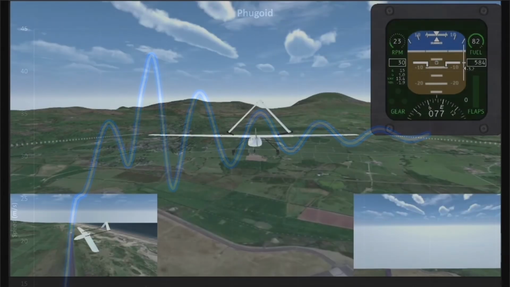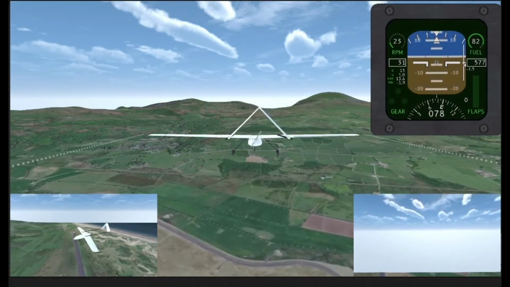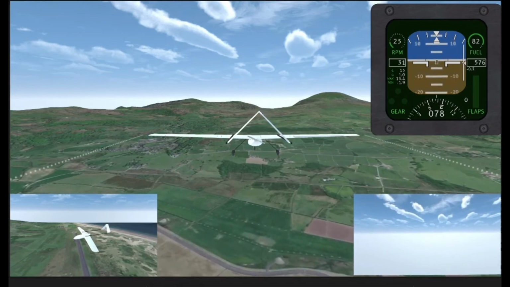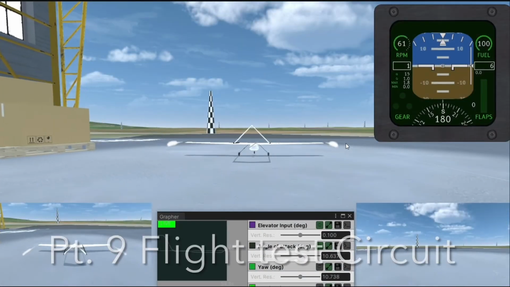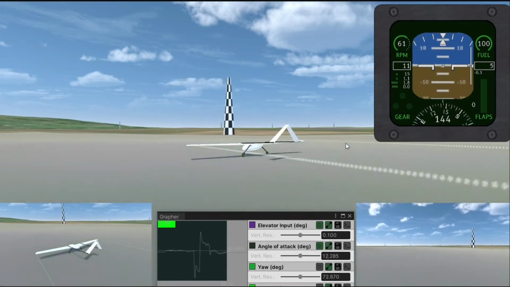The aircraft CG is located at 30% of the mean aerodynamic chord, as described earlier, which means that it is damped so that it will eventually reach steady state. Now that we know more about the aircraft, we can finally take it for its first flight test circuit around the checked pylons.